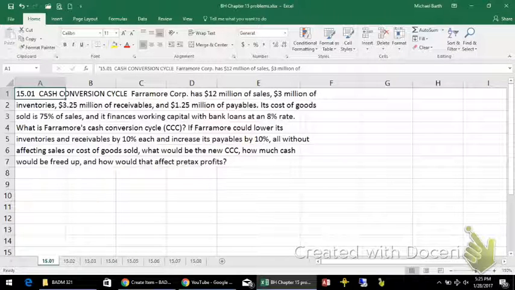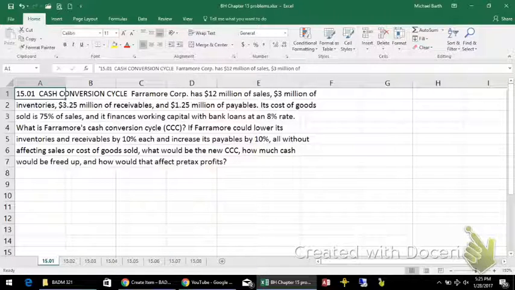This is problem 15.1 from Chapter 15 of Brigham and Houston's Fundamentals of Financial Management, Concise 9th edition. And this is a problem concerning the cash conversion cycle. This particular corporation provides you enough information to solve for the cash conversion cycle.